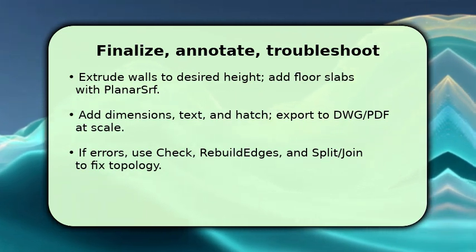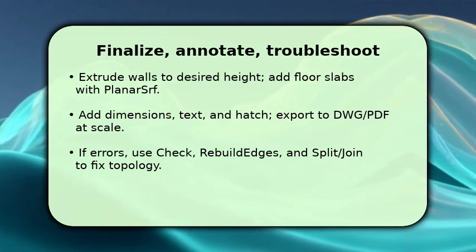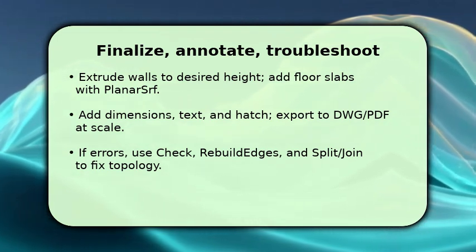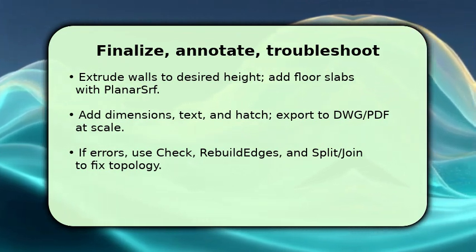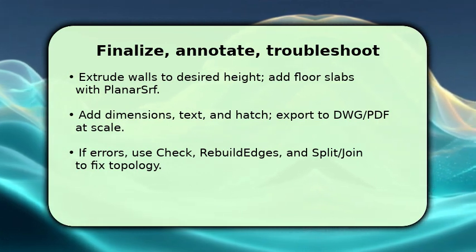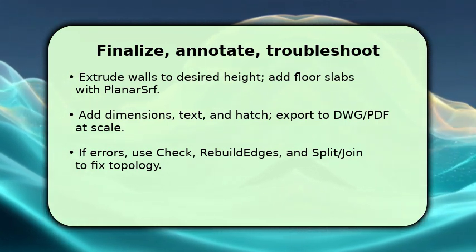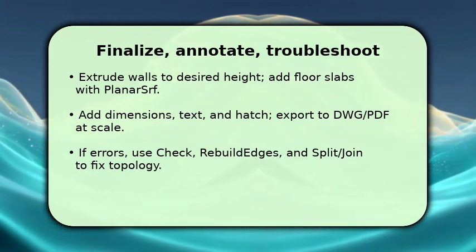Once done, add dimensions, room labels, and hatch patterns, then export to DWG or PDF at the target scale so consultants can use it. If something goes wrong, non-manifold edges or missing faces, run check, rebuild edges, and use split or join to repair topology. Make sure to save incremental versions so you can revert when troubleshooting complex fixes.